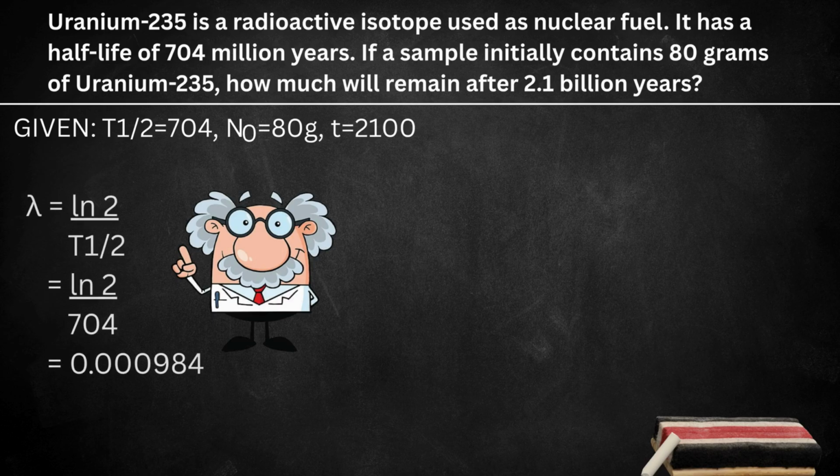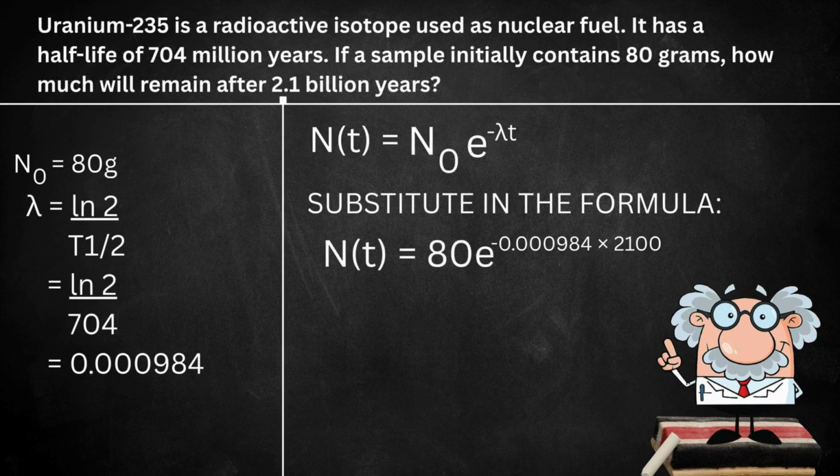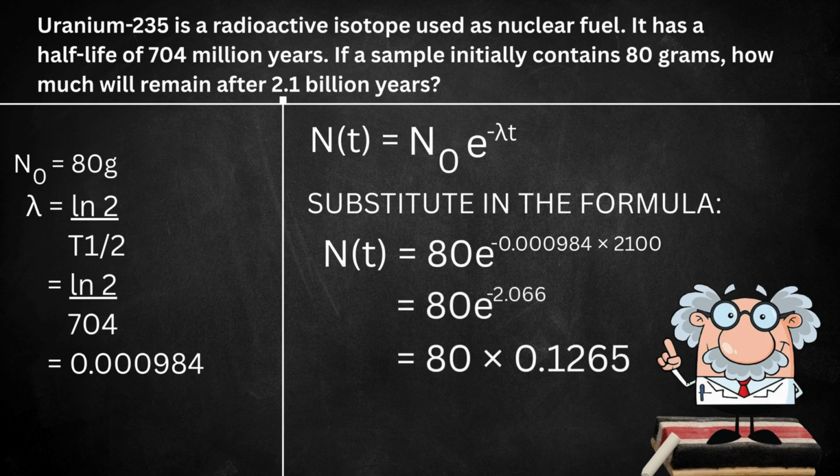First, we calculate the decay constant, which is lambda, by substituting the values from the text into the formula of ln 2 divided by half-life. Next, we substitute the values of initial mass of 80 grams and time of 2.1 billion years, which has been converted into 2,100 million years, into the formula above. Finally, after calculation, the amount of uranium-235 left is 10.12 grams.